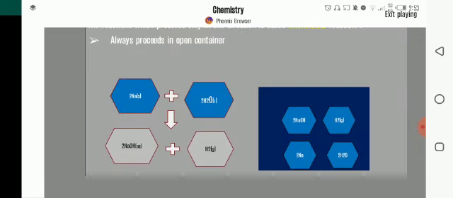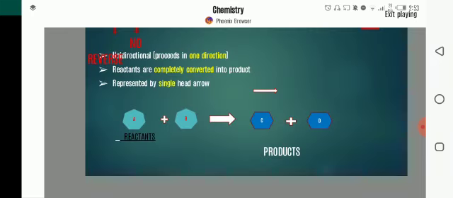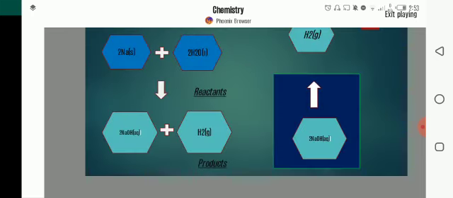As I have given you the example of sodium metal and water, I told you before that sodium metal and water are reacting with each other in the open container, so we are getting sodium hydroxide and hydrogen gas. See that in the container sodium hydroxide and hydrogen gas are present. Hydrogen gas, being a gas, evolves from the container. Only sodium hydroxide is left behind inside the container.